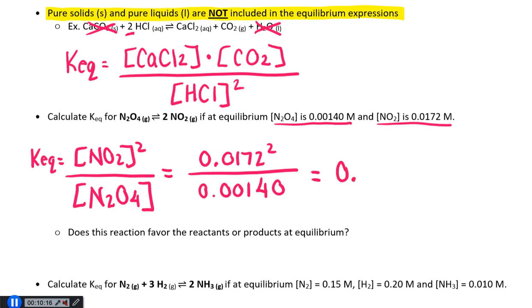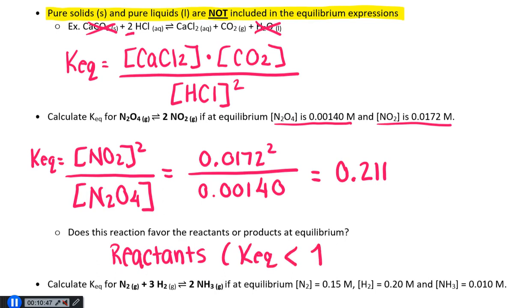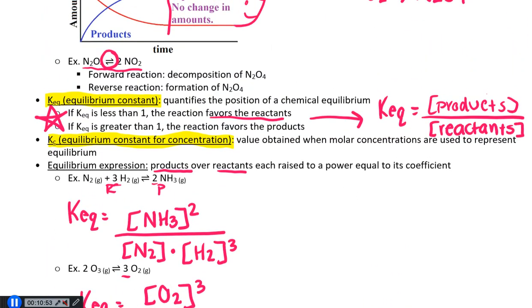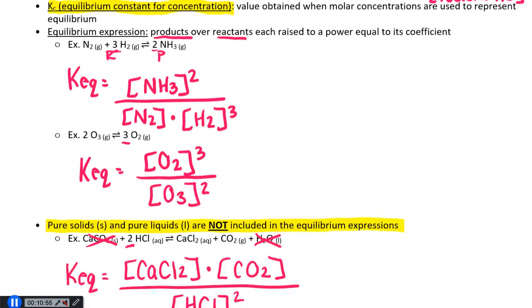And I would get 0.211, keeping 3 significant figures. There is no unit for KEQ. All right, follow-up question. Does this reaction favor the reactants or products? This one would favor the reactants. And we know that it favors the reactants because KEQ is less than 1. So going back up to what I have started, if KEQ is less than 1, it favors the reactants.